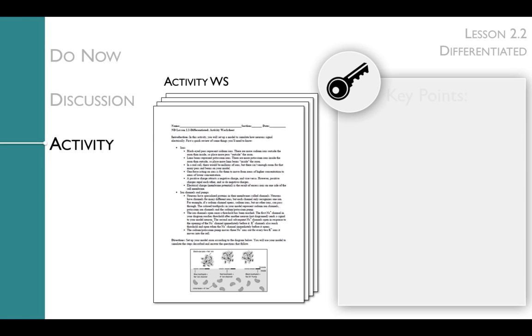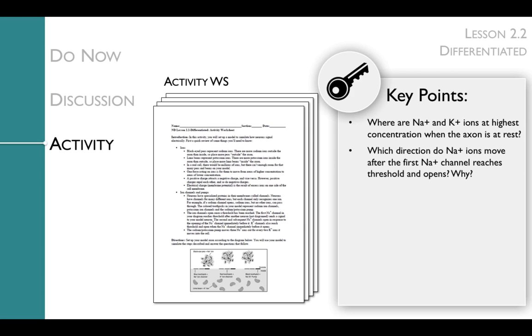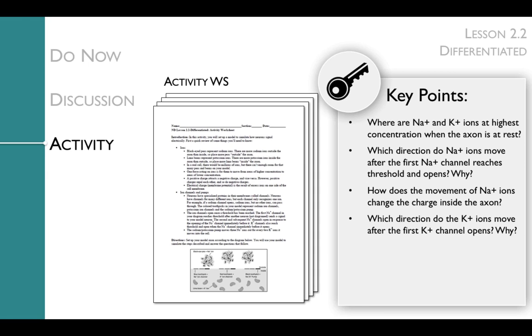The worksheet has students take notes on those key points, which are: where are sodium and potassium ions at highest concentration when the axon is at rest? Which direction do sodium ions move after the first sodium channel reaches threshold and opens, and why? How does the movement of sodium ions change the charge inside the axon? Which direction do the potassium ions move after the first potassium channel opens, and why? And how does the movement of potassium ions change the charge inside the axon?